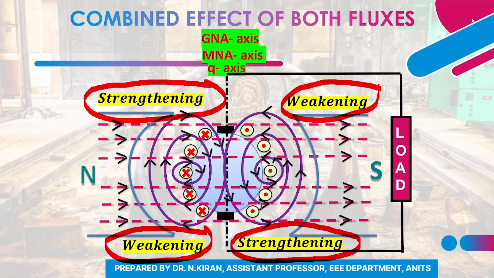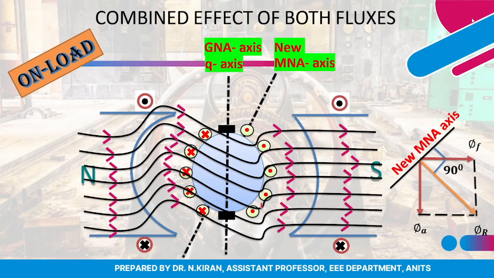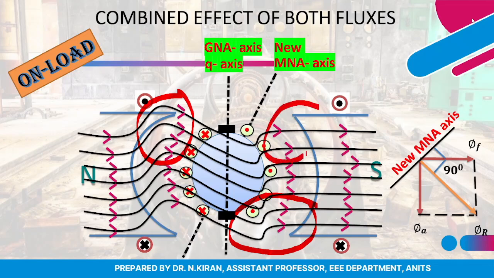As a result of these two fluxes interacting with one another, this is my resultant flux distribution. You can clearly see that because both fluxes aid each other, the flux is more crowded near these two areas, and in the remaining two areas, since both fluxes are opposing each other, the flux is less crowded compared to the remaining pole tips.